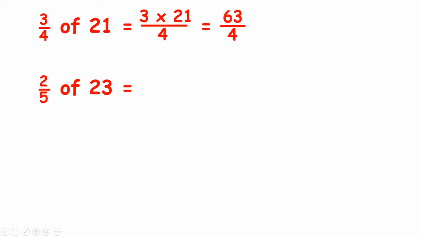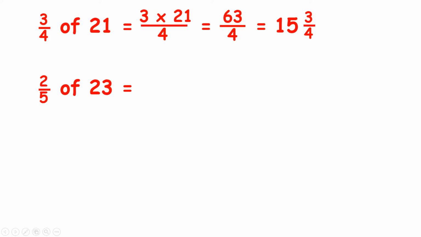So 3 times 21 is 63, and you could use short division if you can't do 63 divided by 4 mentally, but 63 divided by 4 is 15 remainder 3. But rather than writing 15 remainder 3, I want to write my answer as a fraction as well. So I'm going to write 15, and then my remainder can be my numerator, and we can keep the denominator the same. So 3/4 of 21 is 15 3/4.